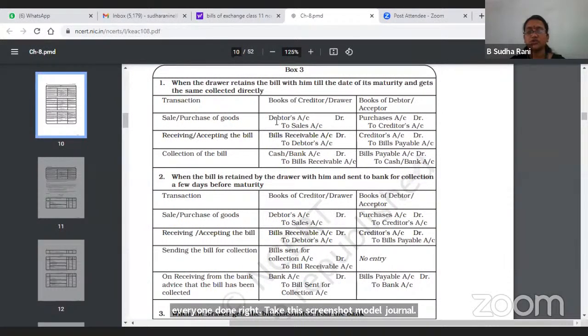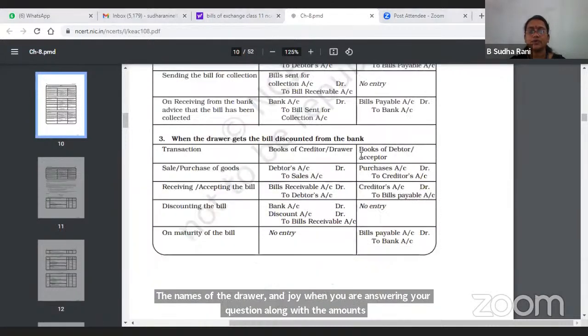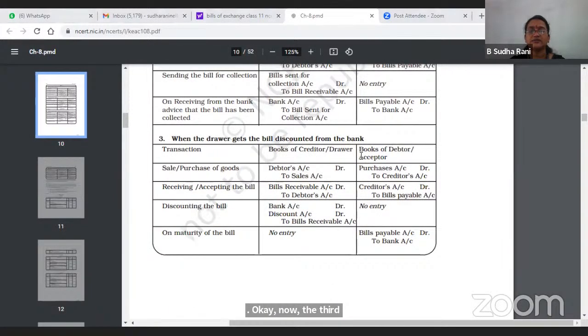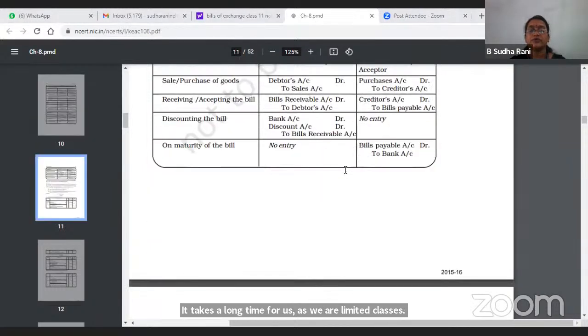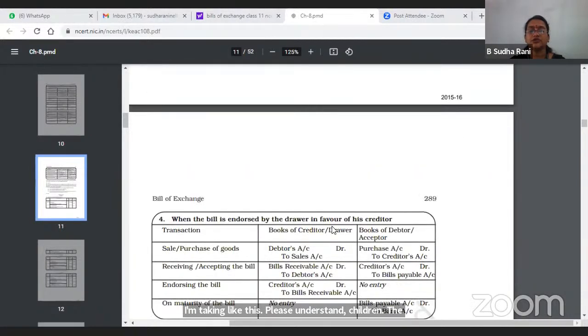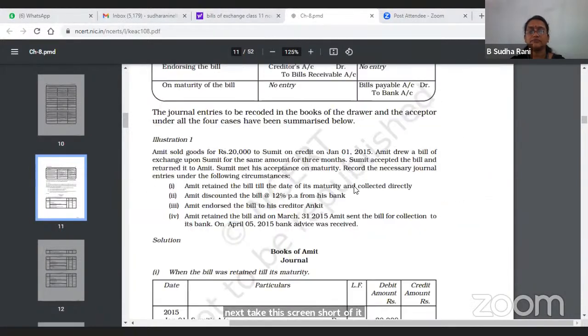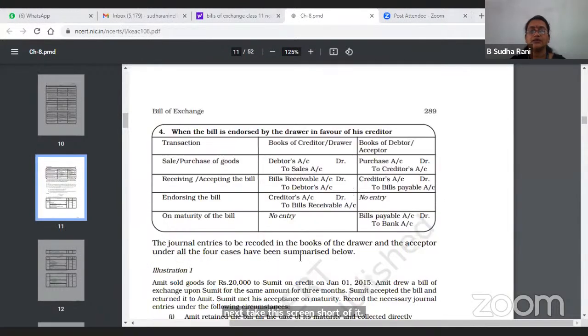The only thing is, you are supposed to write the names of the drawer and drawee along with the amounts when you are answering a question. Okay. Now the third situation. Take the screenshot of this. See, if I keep writing on the board and explaining, it takes a long time for us. As we have limited classes, I am doing it like this. Please understand, children. The next, the fourth one, take the screenshot of it.